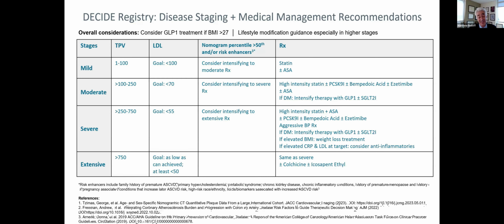And then finally, extensive plaque, total plaque volume above 750. And you can see lower LDL goals and now consideration of even more additional therapy. So just basing intensity of risk from total plaque volume to intensity of therapy on the right.